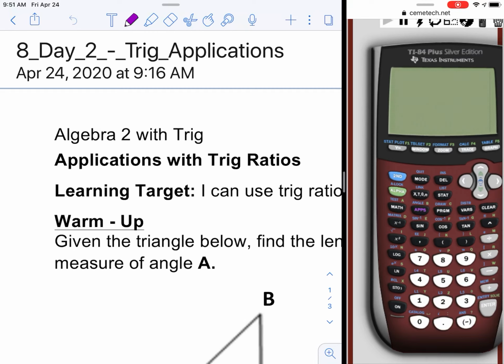All right, math friends, it is time to look at some applications with trig ratios. So if you could please complete the warm-up, and then when you are finished, please resume the video, and you can check your answers with my key.